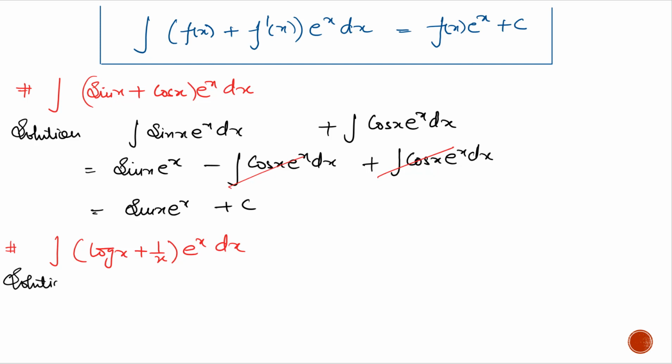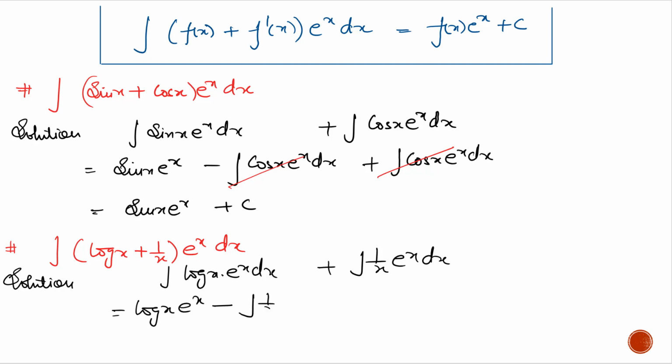Next example, we have a question: (log x plus 1 by x) multiplied by e raised to power x. First we divide this question into two parts: integration of log x into e raised to power x with respect to x, and integration of 1 by x into e raised to power x with respect to x. Solve the first part: log x as it is, integration of e raised to power x is e raised to power x, minus derivative of first, which is 1 by x, and the integration of second is e raised to power x. So 1 upon x e raised to power x cancelled by 1 by x e raised to power x. So the answer is log x into e raised to power x plus c.